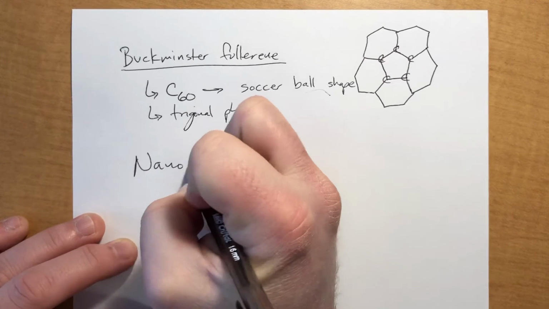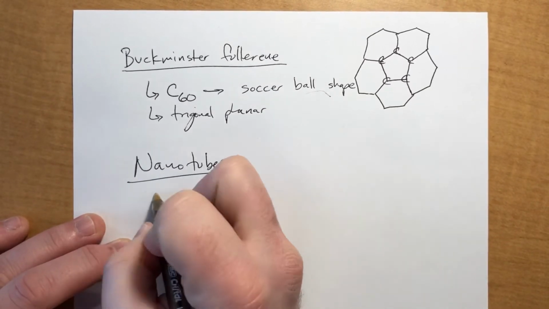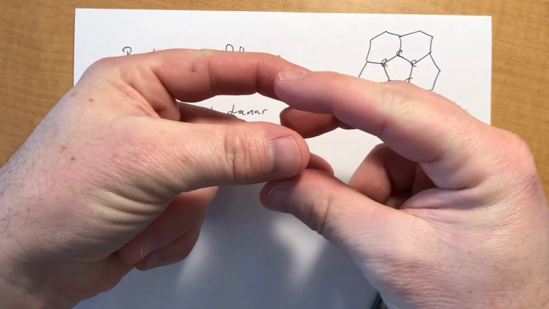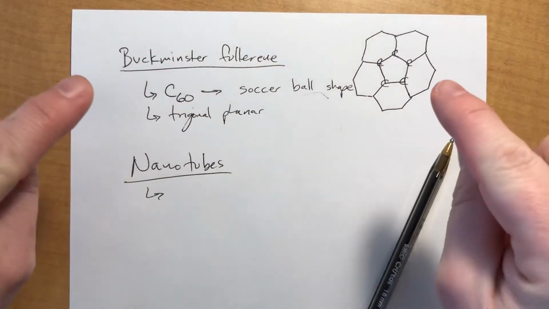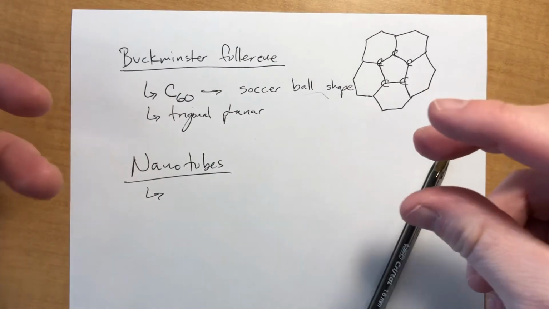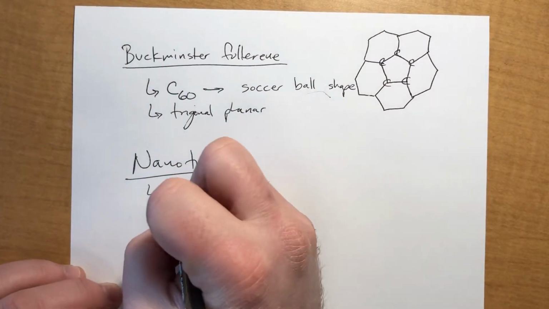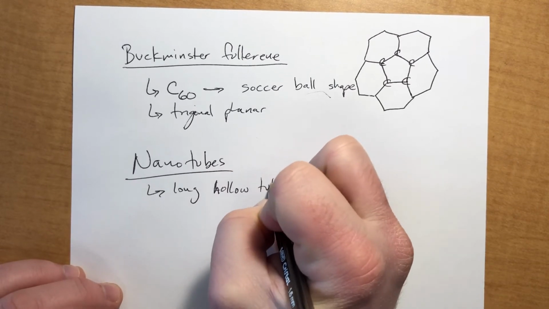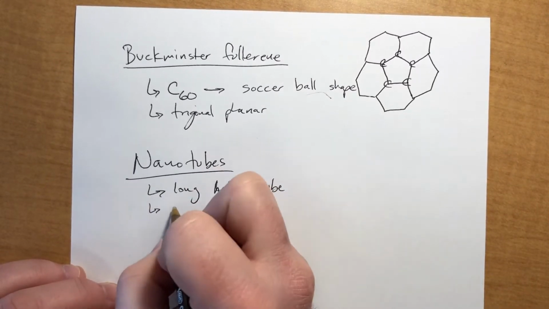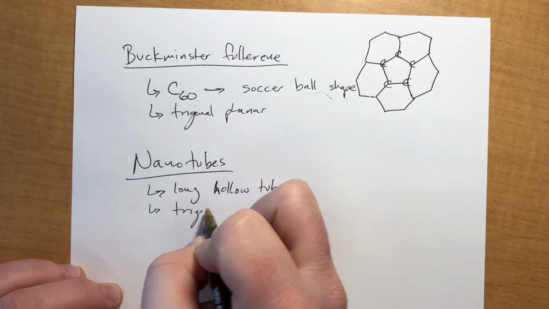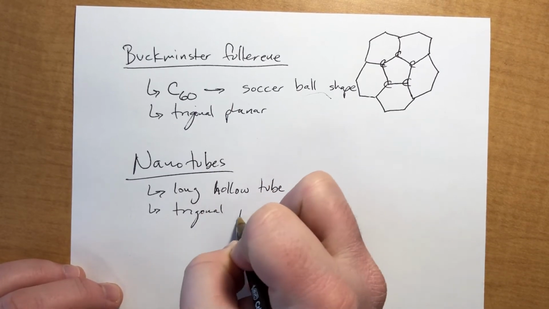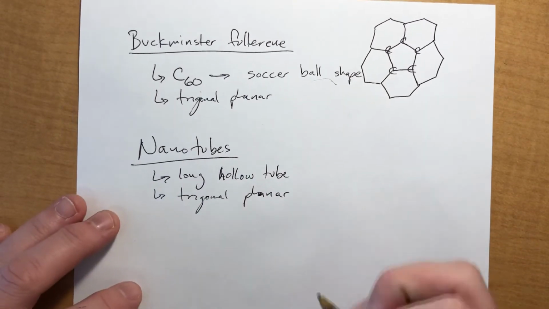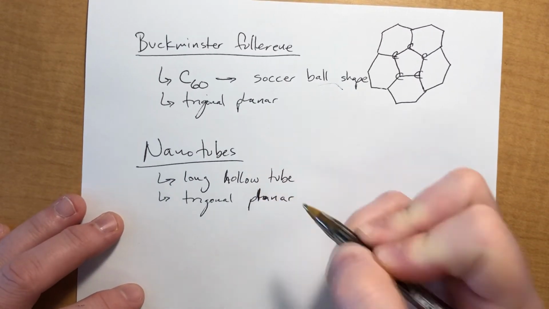Okay, there is also another option called nanotubes, and they're basically a Buckminster Fullerene, but stretched out so that it's round at the ends and it just forms this long hollow tube. It's still trigonal planar carbons.